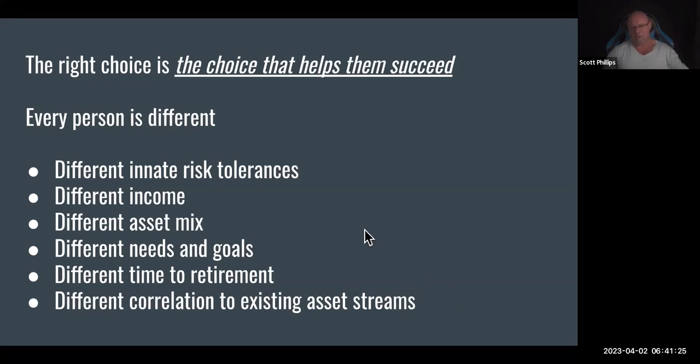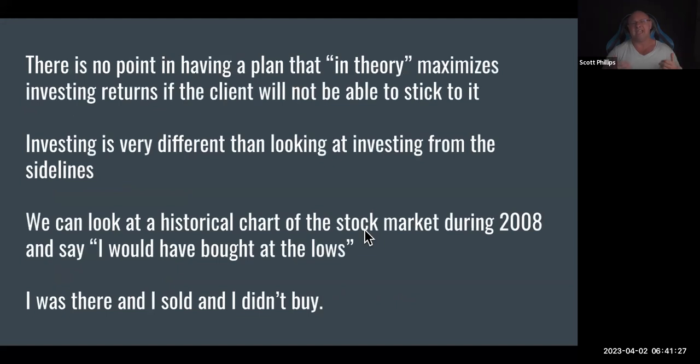And the last thing is the correlation to your existing asset streams. What I mean by that is, let's say you're a housing contractor and you've got a fantastic small business that earns you 300 grand a year. It is likely that if we get a recession, your stocks go down and the income from your small business goes down at the same time. Those income streams are correlated. So there's no point in having a plan that in theory maximizes your returns if you're not going to be able to stick to it.